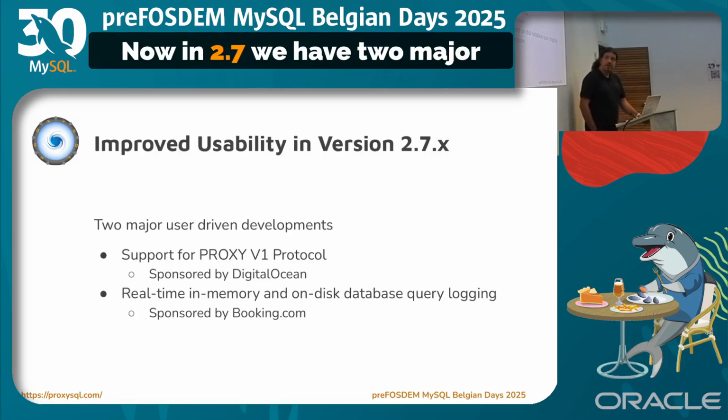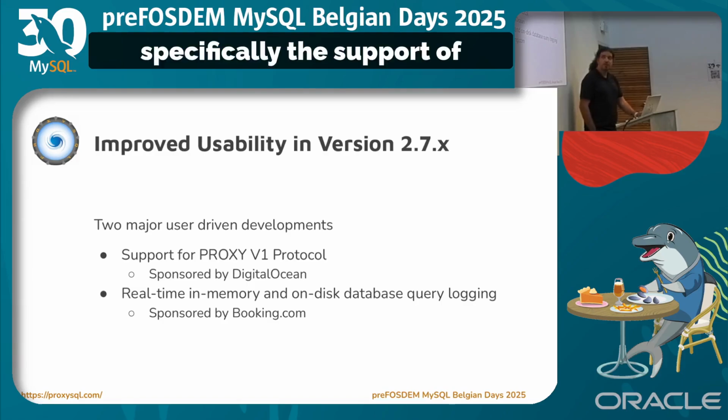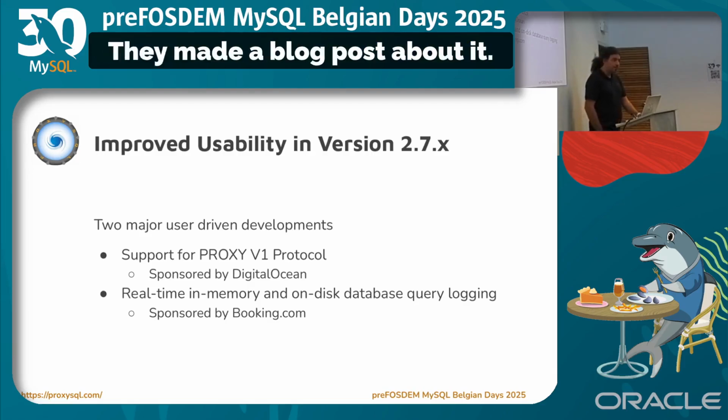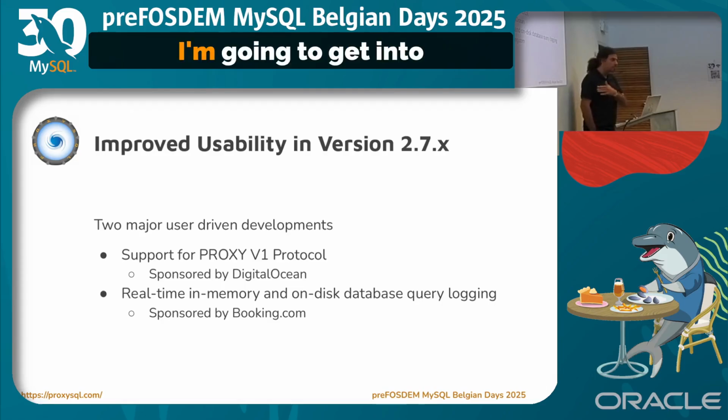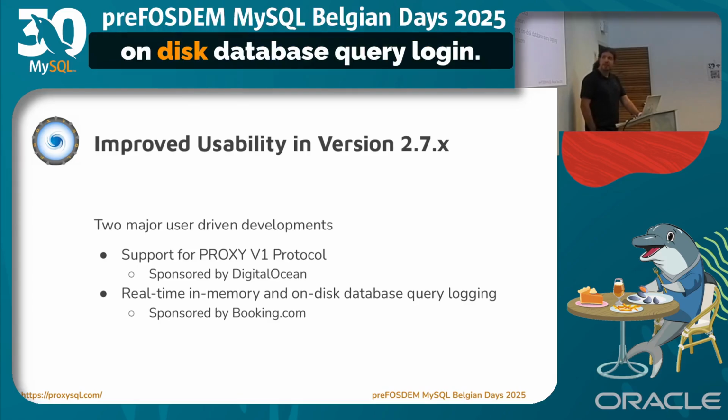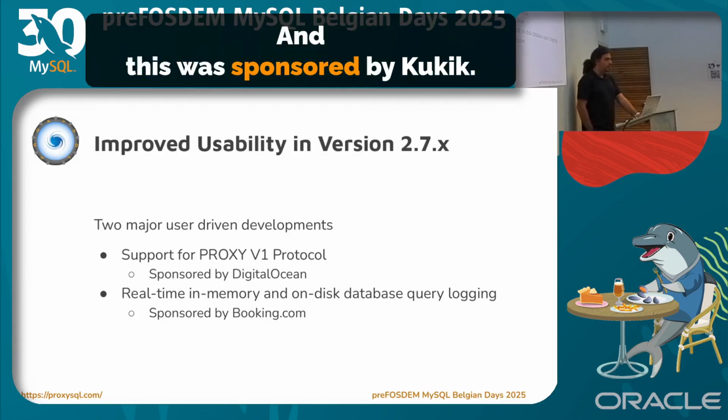Now, in 2.7, we have two major user-driven developments, specifically the support of the PROXY v1 protocol, which was sponsored by DigitalOcean. They made a blog post about it, and I'm going to get into more details soon. And also real-time in-memory and on-disk database query logging, which was sponsored by Google.